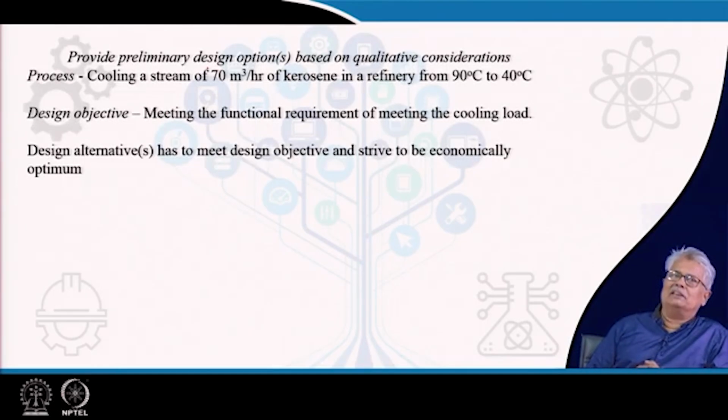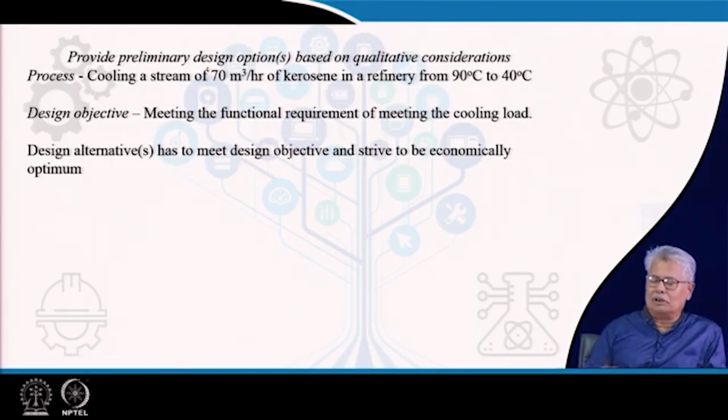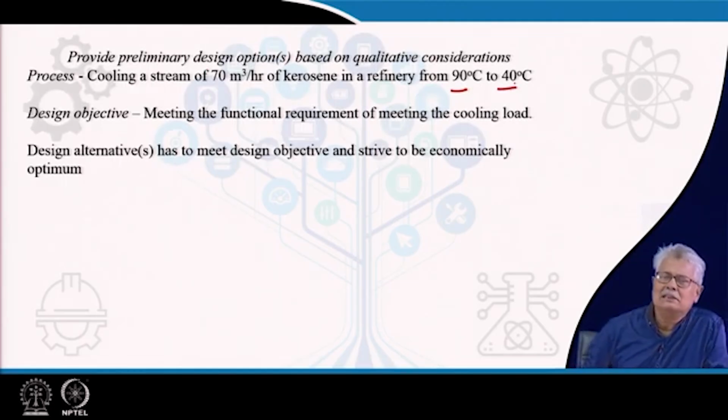We have here a very simple case. We have here a preliminary design problem with us, where the process is cooling a stream of 70 meter cube per hour of kerosene, which is available in a refinery, from its initial temperature of 90 degrees centigrade to a final temperature of 40 degrees centigrade. Typically, for most processes, before storage, if it is a light material, it is standard to cool it to 40 degrees centigrade before sending it to the storage.